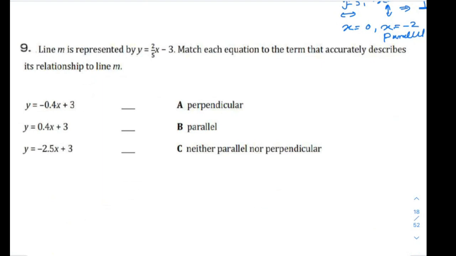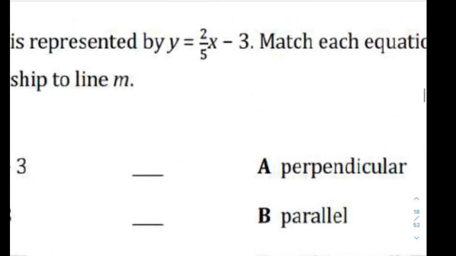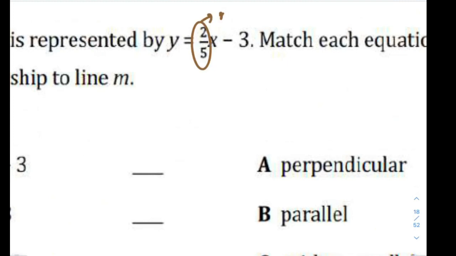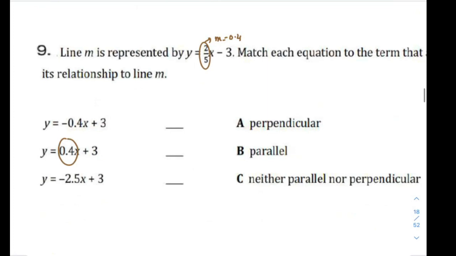Match each equation to the term that accurately describes its relation to line M. As you see here, the equations are given in decimal. So let's convert the 2/4 to decimal. 2/4, you can use the calculator or you can divide. This is equal to 0.4. So whenever you have a slope 0.4, then the line will be parallel. So this fits with parallel.